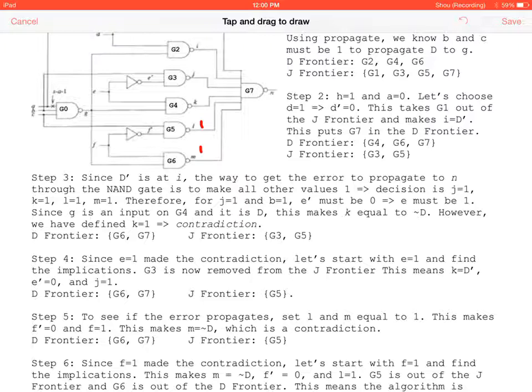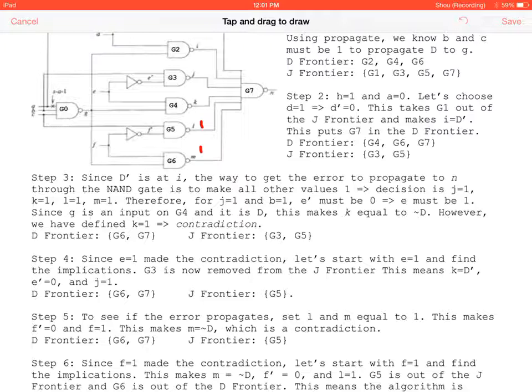So now we're going to check our implication. We have a 1 here. We have a D bar here, right? So it's going to be on the output of G6, D bar. And if I put D bar here, what does it mean? This is where our contradiction is coming, right? So therefore, we get rid of that.